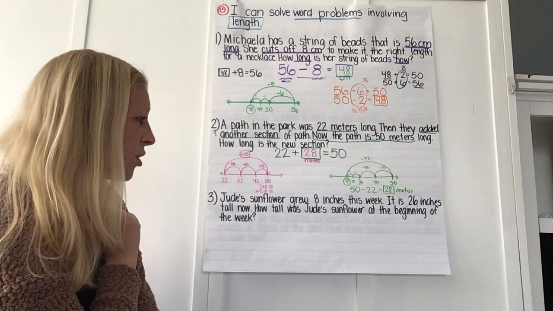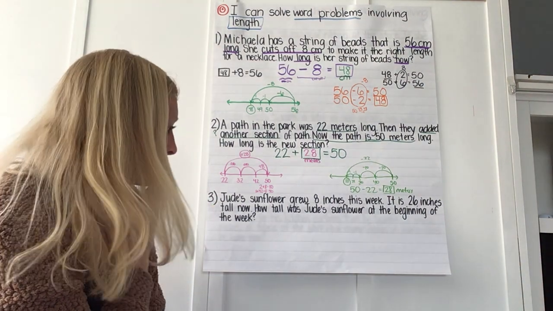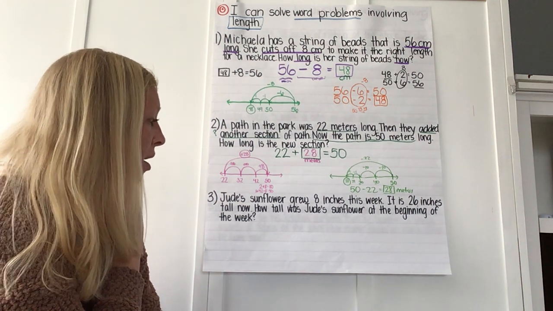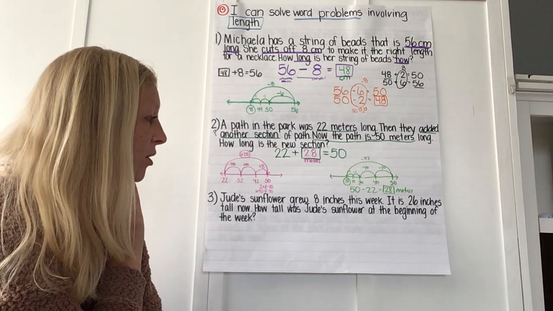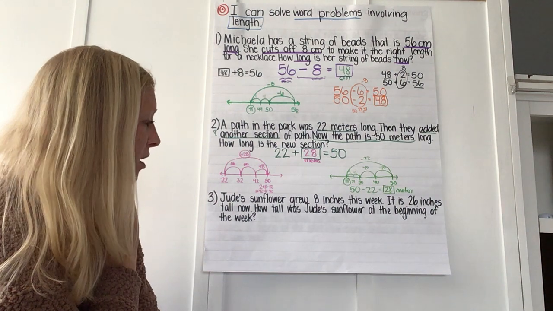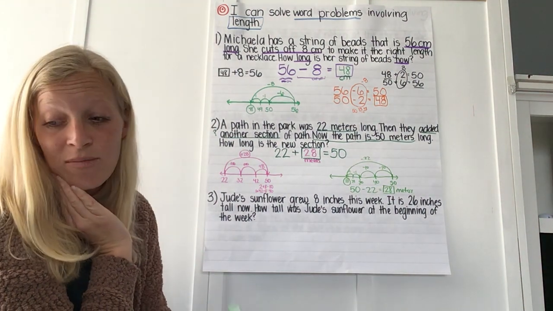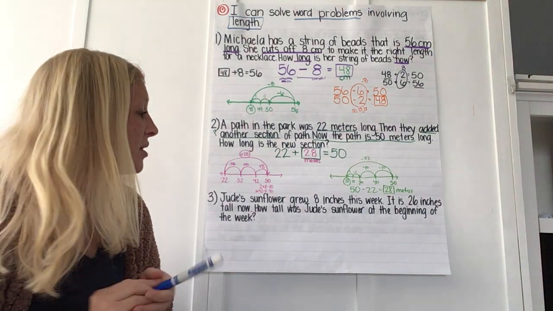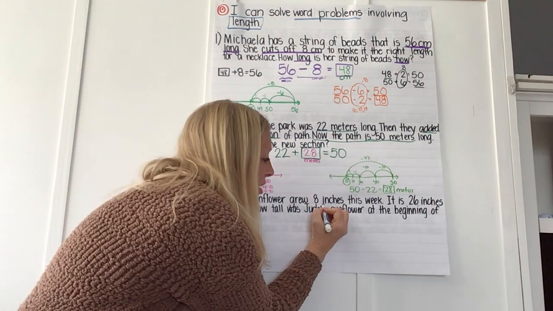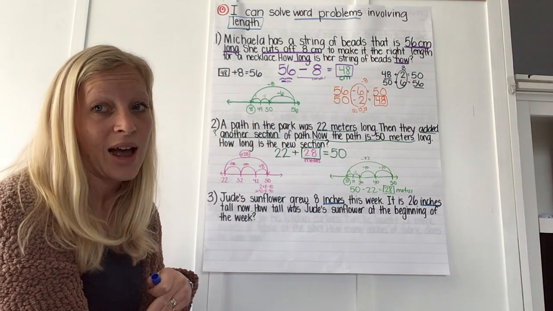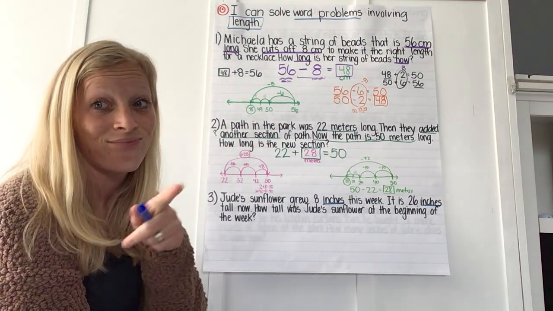Jude's sunflower grew 8 inches this week. It is 26 inches tall now. How tall was Jude's sunflower at the beginning of the week? First of all, so I don't forget, what is our unit of measure that we're thinking about for this? Inches. Yes, that's our unit of measure. So our answer is going to have what unit of measure?